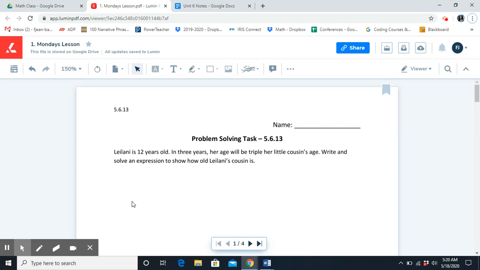Part of this expression is going to be 12 plus 3 because we're thinking of her cousin's age in terms of Leilani's age. And we're thinking about her age in 3 years, so we need to do 12 plus 3. Then it says her age will be triple her little cousin's age. Based on this, is Leilani's cousin older or younger than Leilani?